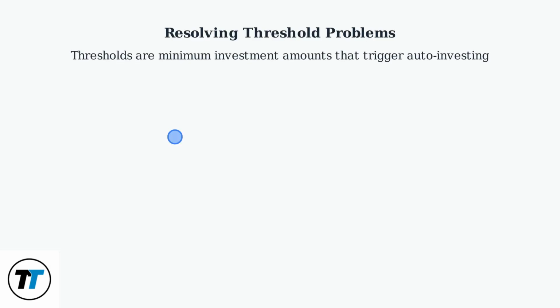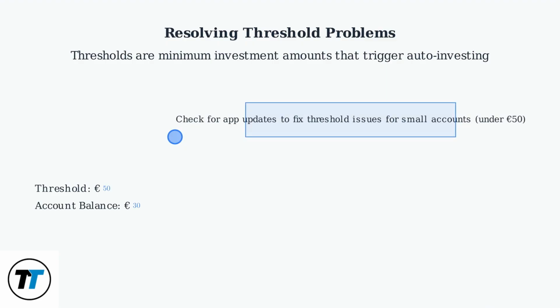Thresholds are minimum investment amounts that trigger auto investing. If your threshold isn't triggering, first, ensure you've met the minimum amount required. For example, if your threshold is €50, but your account balance is only €30, the investment won't trigger. To resolve this, check for app updates.